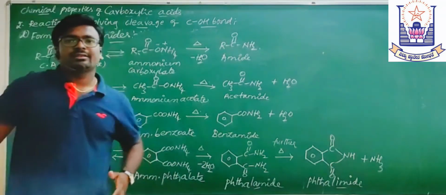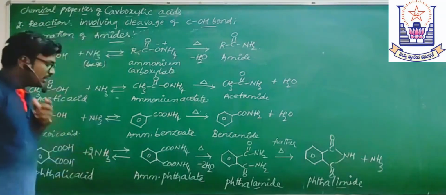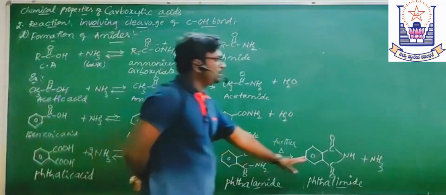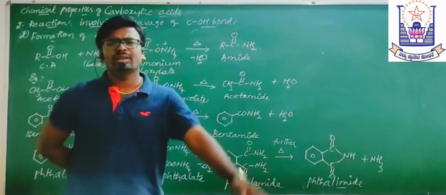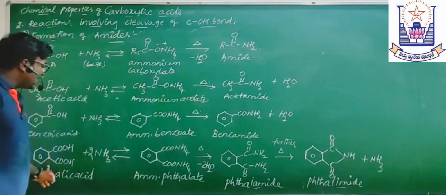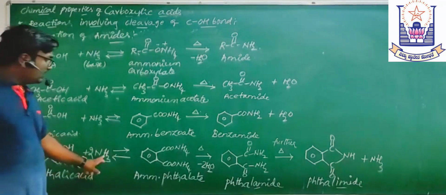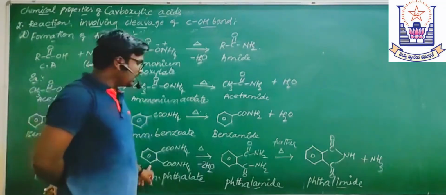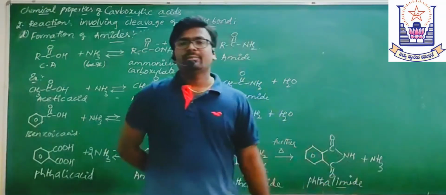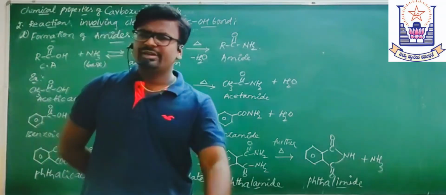Here, when they ask you to explain the action of ammonia on phthalic acid, you need to write up to here. It is very simple also. How to give the explanation? When phthalic acid is treated with ammonia, it gives ammonium phthalate, on heating gives phthalamide, on further heating gives phthalimide and ammonia as the byproduct. The explanation is very easy.